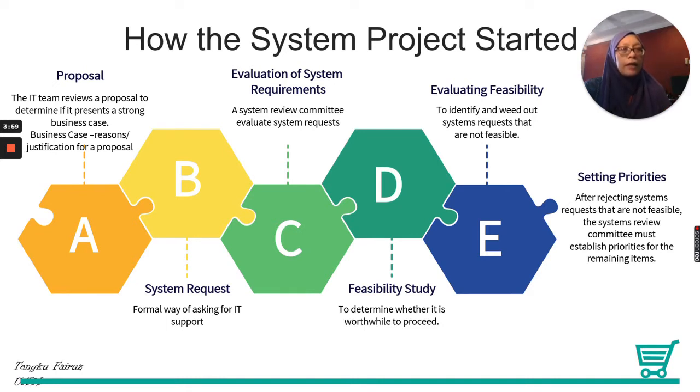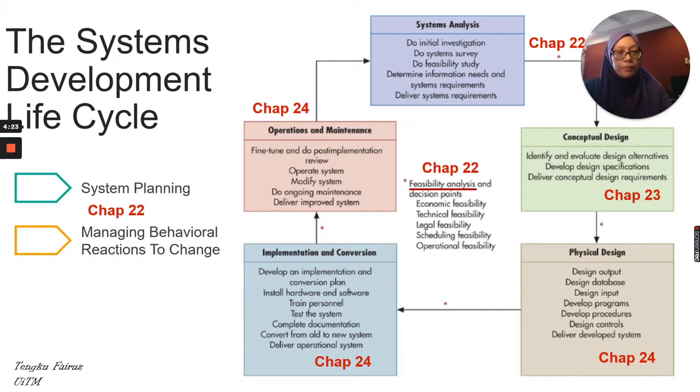The company needs to develop that project, that system, first. So they will do setting the priorities. That is the overall picture of how the project started. That is normally the process involved in many companies when they want to start with a new system. Now we look at the phases involved in the system development life cycle.